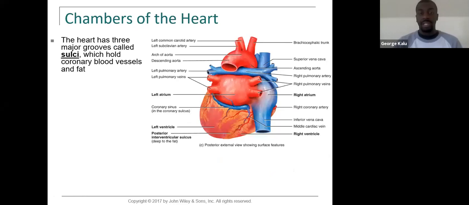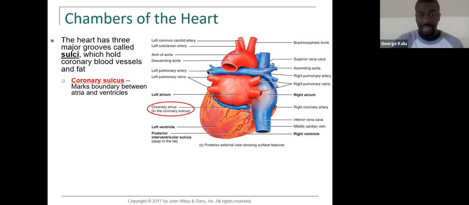Okay, so the heart has some sulci, which are grooves that lie within the heart. A sulcus would be an individual groove. Each of those sulci is going to have some coronary blood vessels within it and some fat. The first one is called the coronary sulcus. The coronary sulcus lies on the posterior aspect of the heart and wraps around the heart itself. It forms the boundary between the atria above and the ventricles below.